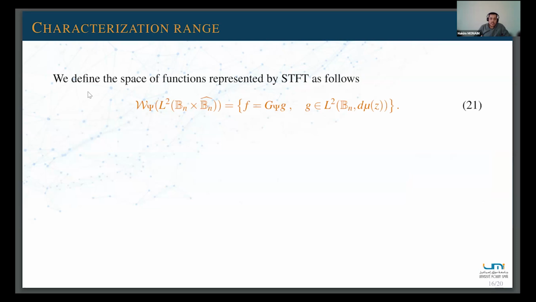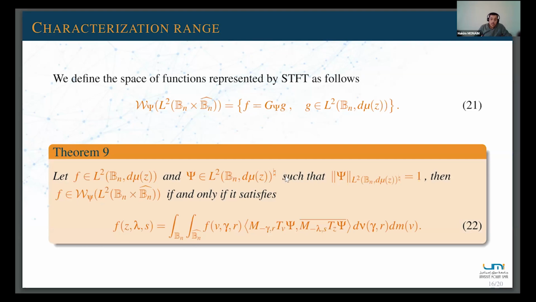Now I will define the characterization of the range of the short time Fourier transform, the Gabor transform. We define W_psi(L2) as the signals which can be written as G_psi of g, where g is a square integrable signal. So if we take a square integrable signal f on the unit ball and a square integrable window such that the L2 norm of the window is equal to 1, then f is in this space if and only if it satisfies this equation. We tried to resolve this equation to get the exact form of f, but we can't.